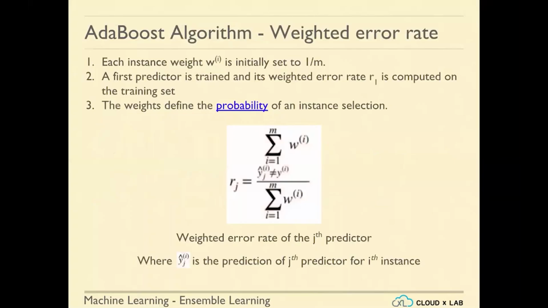So what we learned yesterday was that each instance weight is different from the original weights. These weights are initially set to 1/m. We train a predictor, whether it is a regressor or a classifier, and then we compute the weighted error. The weighted error counts the instances where the predicted class is not the same as the actual class.